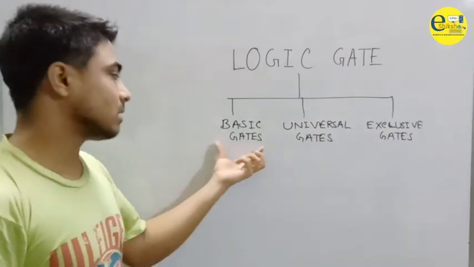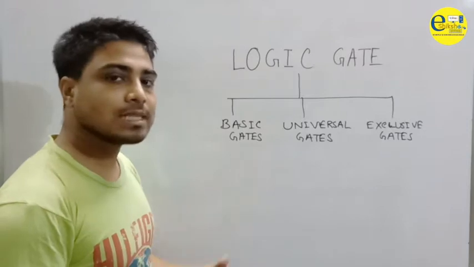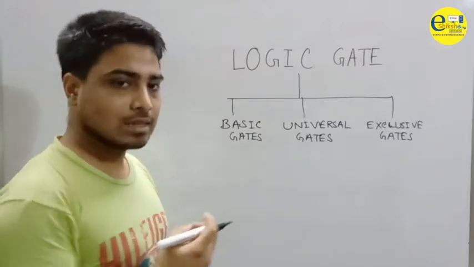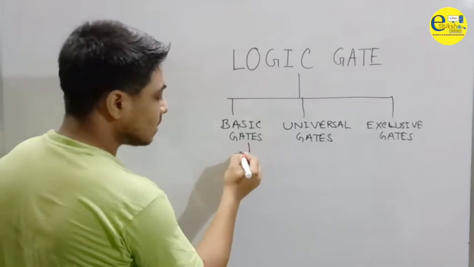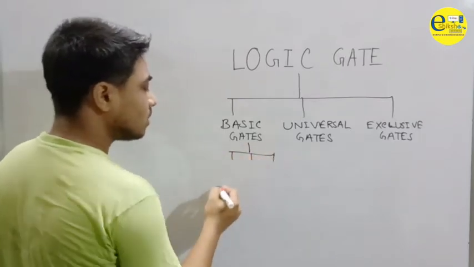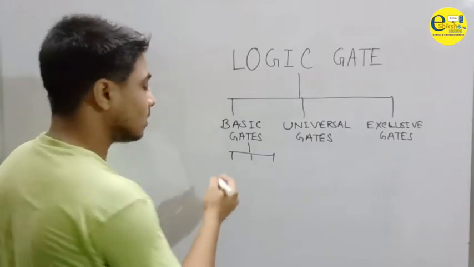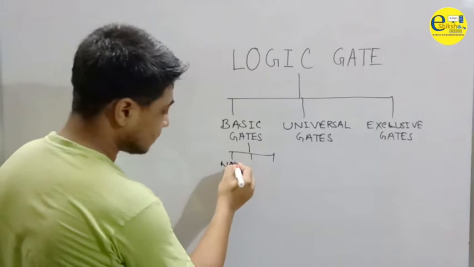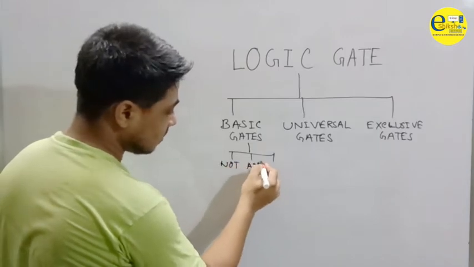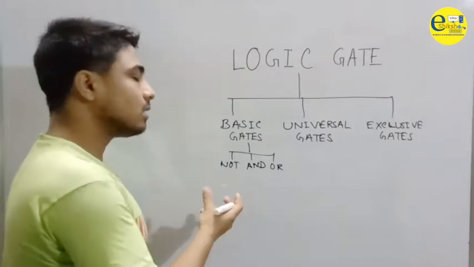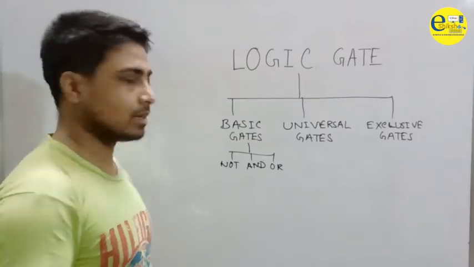So let's start with basic gates. What does basic gates mean? Basic gates are the simplest form of logic gates. Basic gates can be further categorized into three types of gates: NOT, AND, and OR. These three gates are considered basic gates.